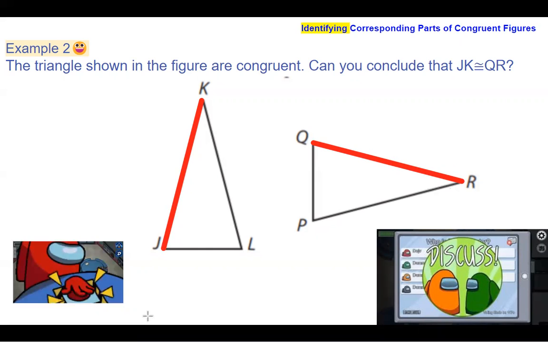Now, if we were given the congruency statement where they tell me that triangle JKL is congruent to triangle PQR, QRP, goodness gracious, I'm stating them incorrectly. Then we would be able to state that they are in fact congruent. But since we don't have that information, we can't just say that they're congruent, even though they look very similar or very close in length.